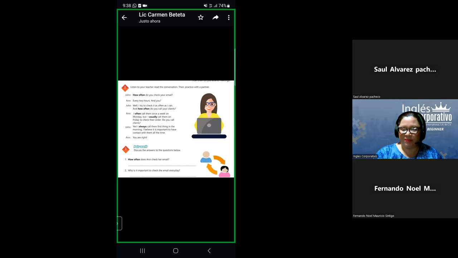Habíamos, perdón, que le diga español, teacher. Habíamos tomado el always porque como siempre lo chequea, digamos, como la razón, ¿verdad? Pero en este caso, como ya está especificado que es cada 2 horas, ¿verdad? Entonces utilizar mejor every 2 hours.